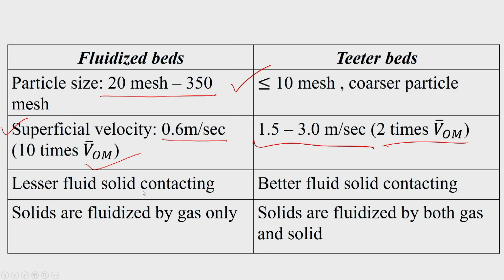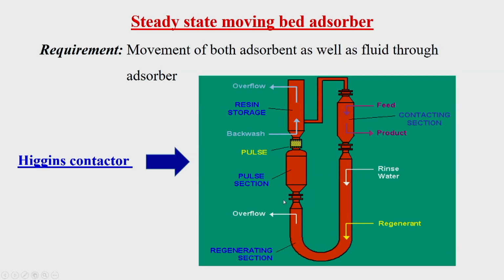So, lesser fluid solid contacting is there in the case of the fluidized bed, but for the teeter bed better fluid solid contacting is possible, because the coarse solid particles are very heavy, and they move very slowly. That is why the adsorption of the target component takes place very systematically, in a very good manner. And solid particles are fluidized by the gas only. Here solids are fluidized by both gas and the solids. Okay. So, there are small differences.